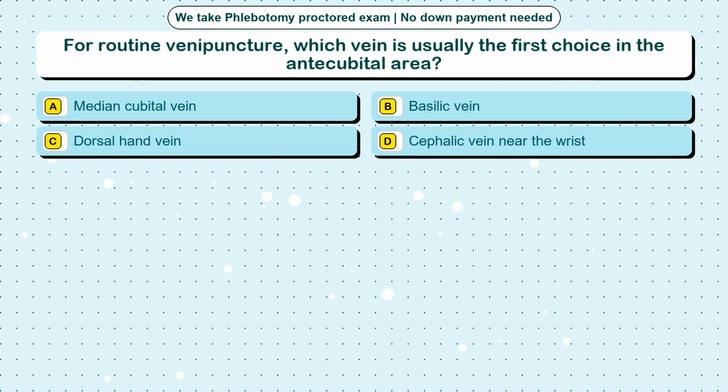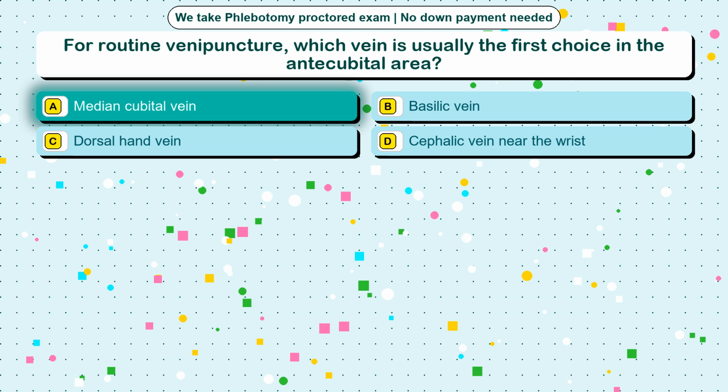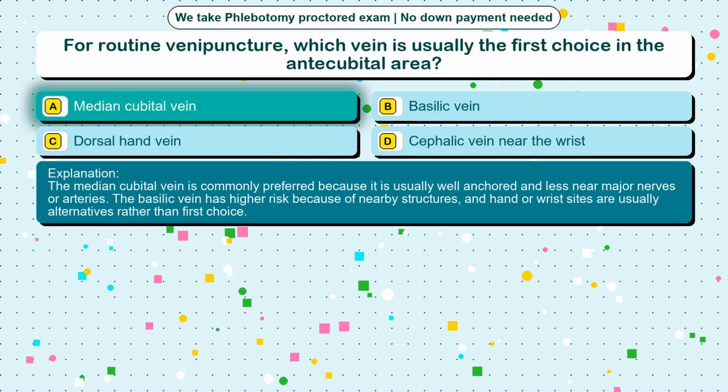Question 87. For routine venipuncture, which vein is usually the first choice in the antecubital area? Option A, median cubital vein. Option B, basilic vein. Option C, dorsal hand vein. Option D, cephalic vein near the wrist. The correct answer is option A, median cubital vein. The median cubital vein is commonly preferred because it is usually well anchored and less near major nerves or arteries. The basilic vein has higher risk because of nearby structures, and hand or wrist sites are usually alternatives rather than first choice.